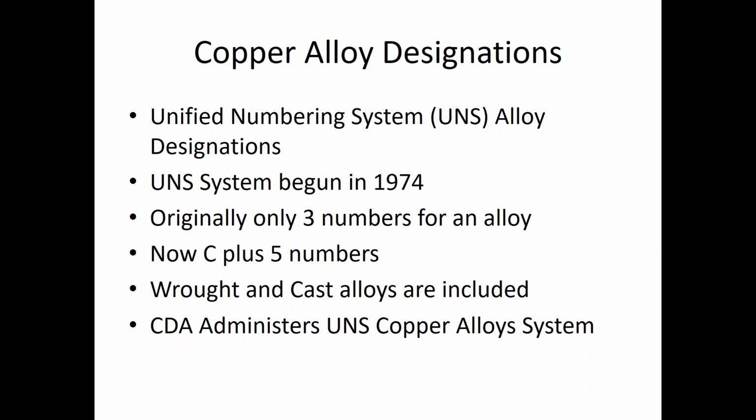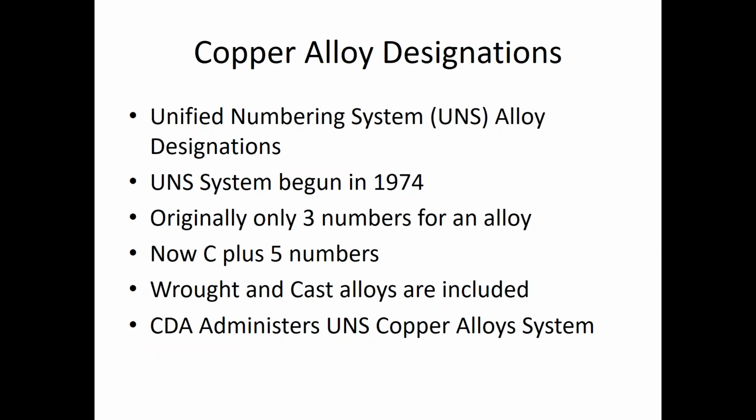So let's talk about alloys. Copper alloys are designated by the UNS, a Unified Numbering System that was begun in 1974. It was developed prior to that over about a decade and a half of evaluation of what the copper industry and other metals industries could do to number and name alloys in a better sequence and more identifiable way.